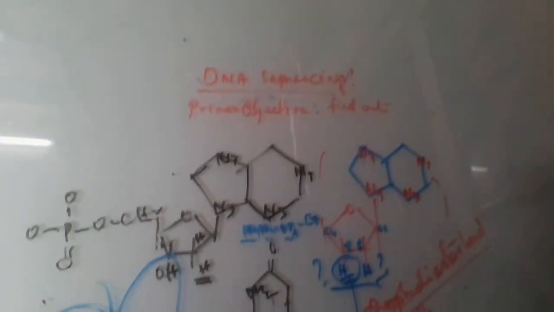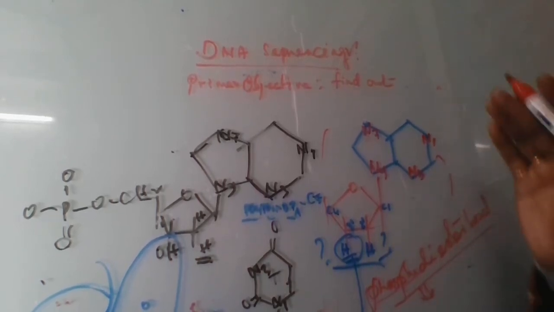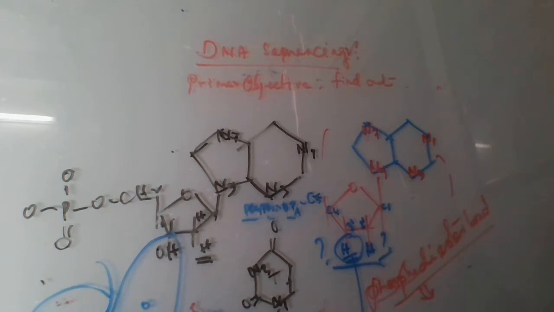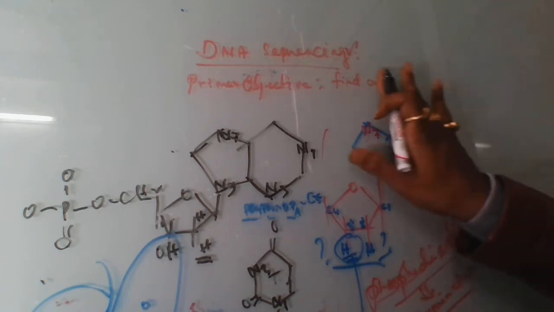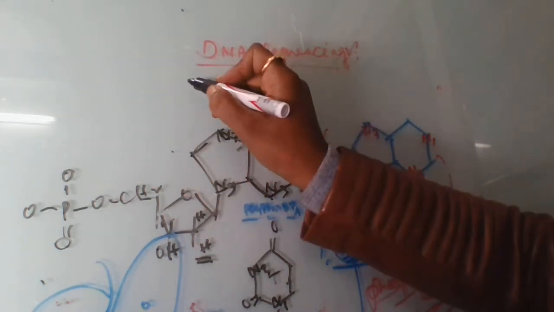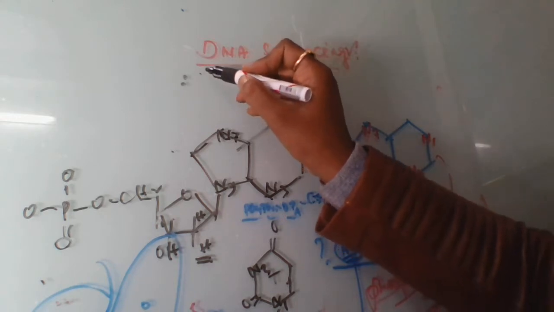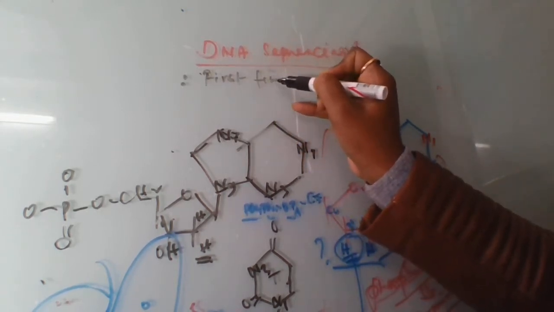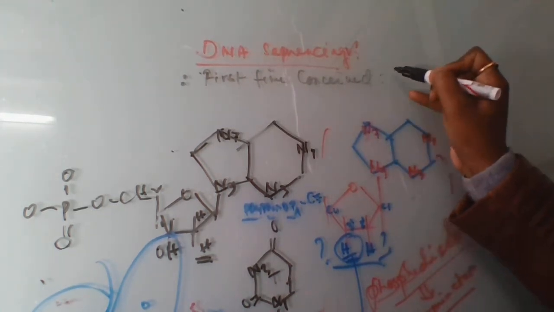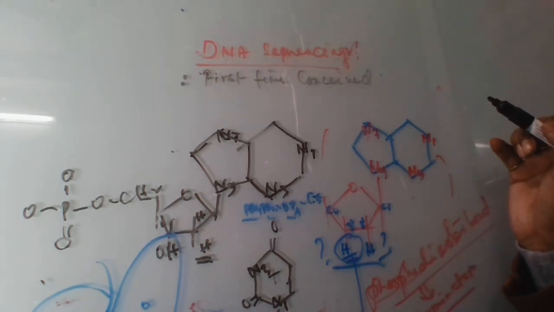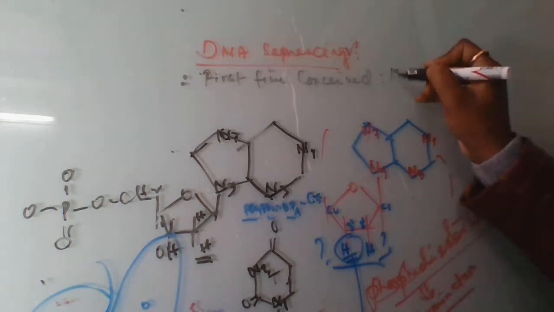So then this DNA sequencing process, which is the topic for the day, is done in 1975 or 77, with the deoxynucleotide replaced by dideoxynucleotides, and it is serving as a terminator. It is serving now as a terminator. This whole process was first conceived by Friedrich Sanger in 1975.